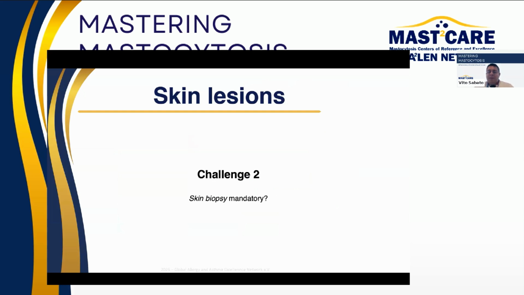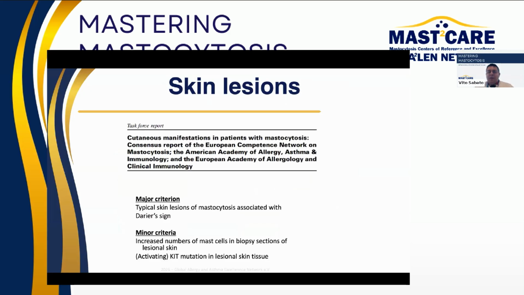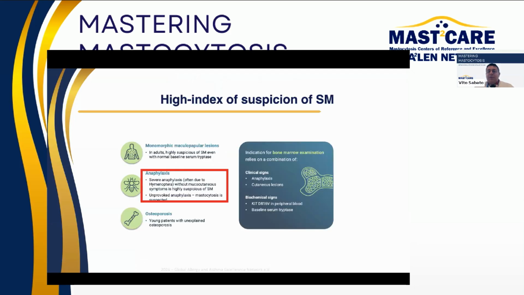Is a skin biopsy mandatory? Well, the diagnosis of cutaneous lesions is basically clinical. You have the lesions, you have the Darier sign Polina showed, and again, as Sigurd pointed out, the number of the mast cells in the lesion is not diagnostic. A normal mast cell count by the pathologist will not exclude mastocytosis. An increased number of mast cells in the skin is not diagnostic of cutaneous mastocytosis.